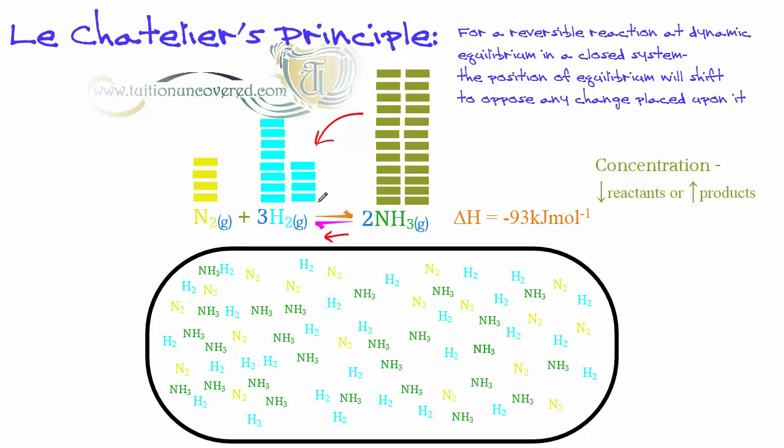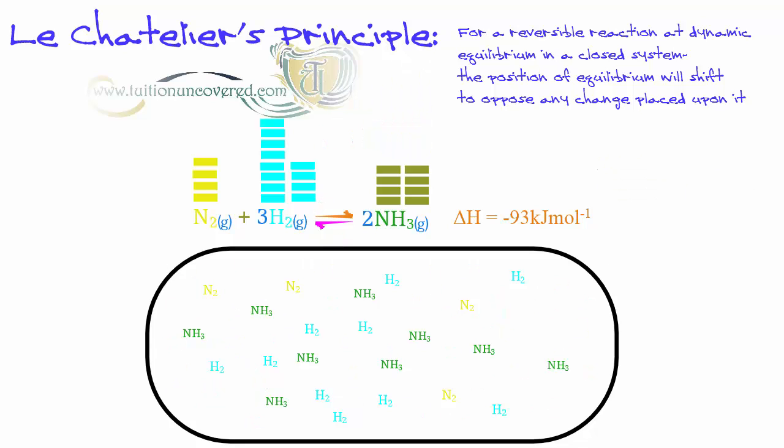Reducing reactants has the same sort of effect. I would have reduced the numbers of nitrogens and hydrogens. The position of equilibrium would have shifted to the left and made more nitrogens and hydrogens to replace the ones I've taken away. So once we've established the equilibrium, disturbing the concentration of reactants or products will cause the position of equilibrium to shift to oppose the change we've placed upon it.